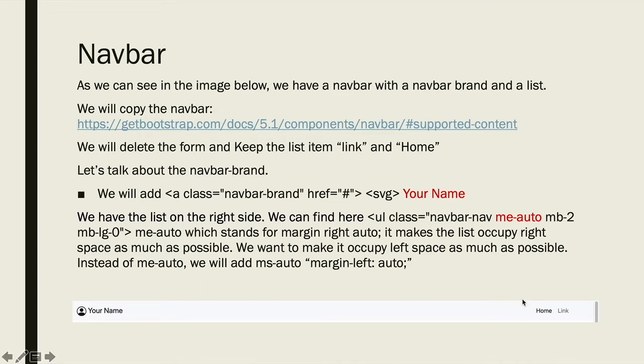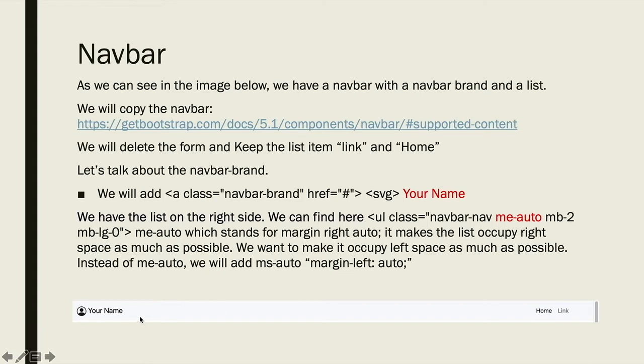For the UL, we have a class of navbar-nav, me-auto, mb-2 and mb-lg-0. That means that I have a navbar-nav, and I have margin-e of auto, which is margin right of auto. That means the list will occupy the right space as much as possible. We want to make it occupy left space as much as possible. So instead of me-auto, we will add ms-auto, which is margin left of auto.